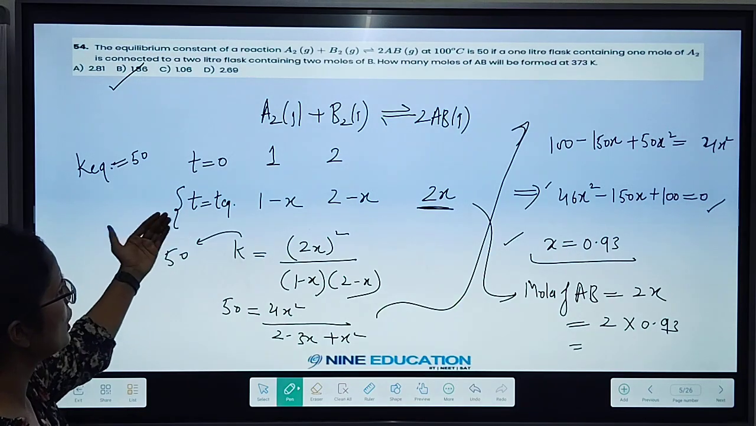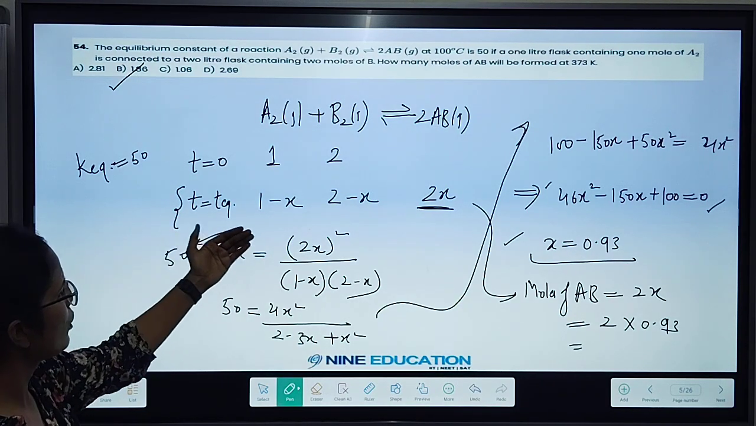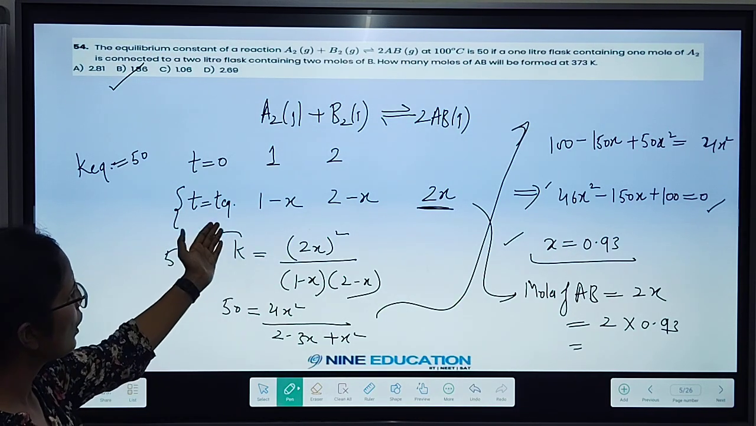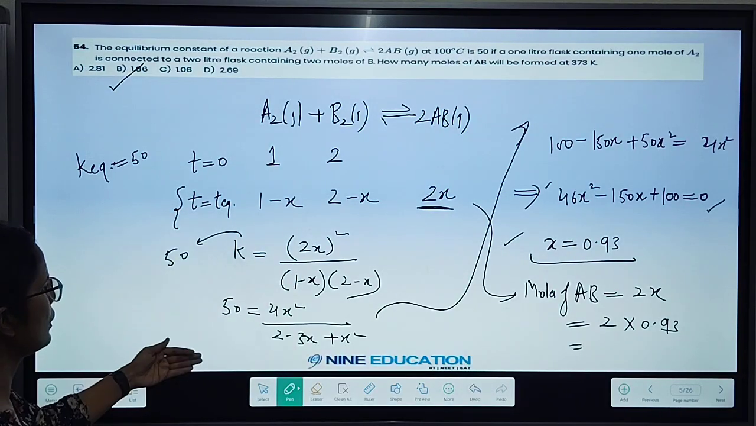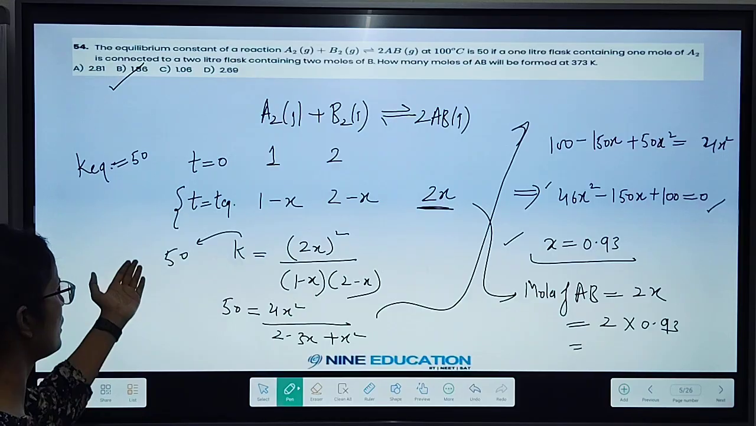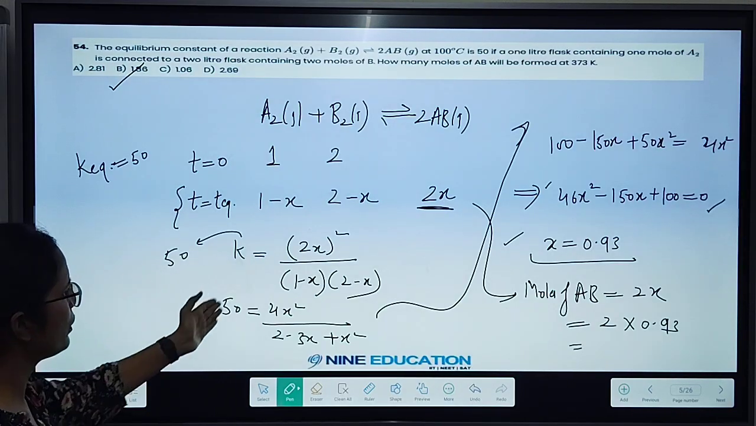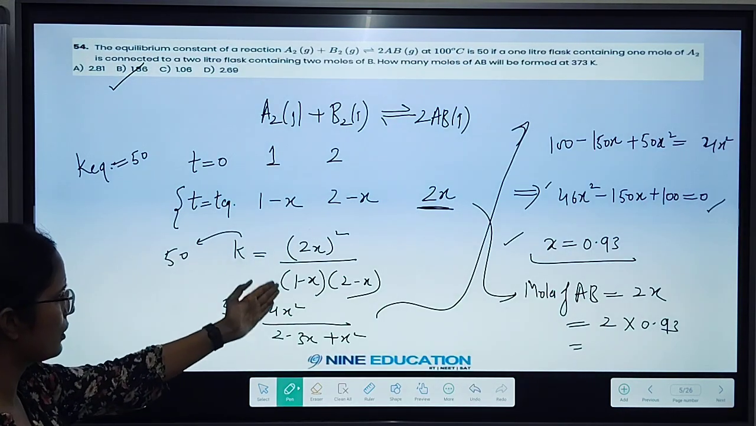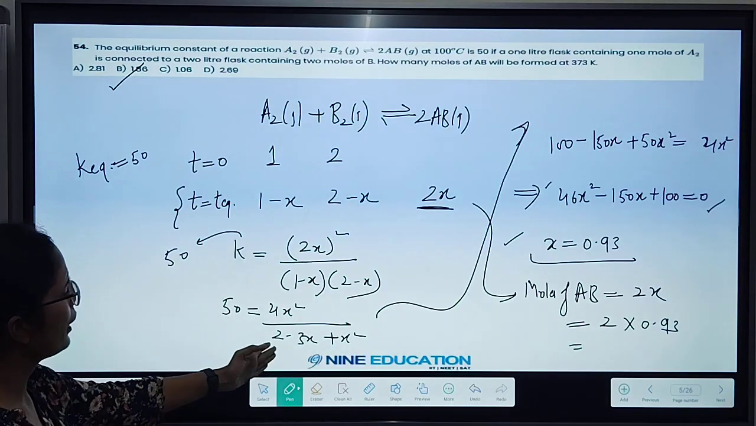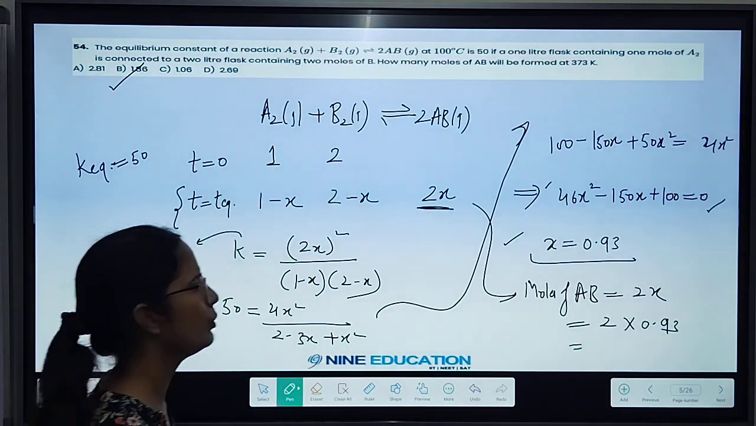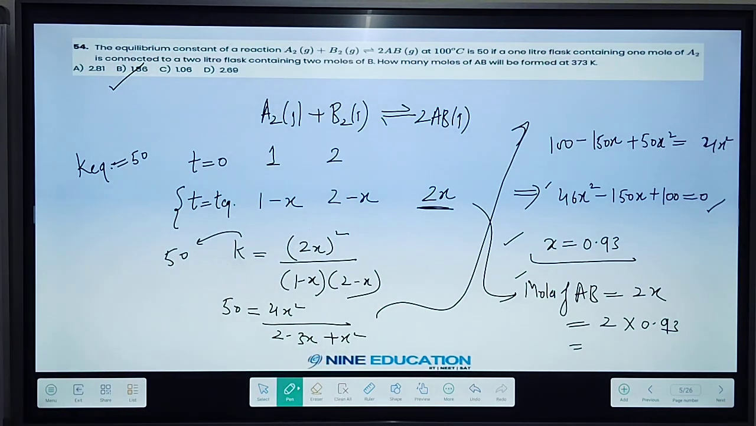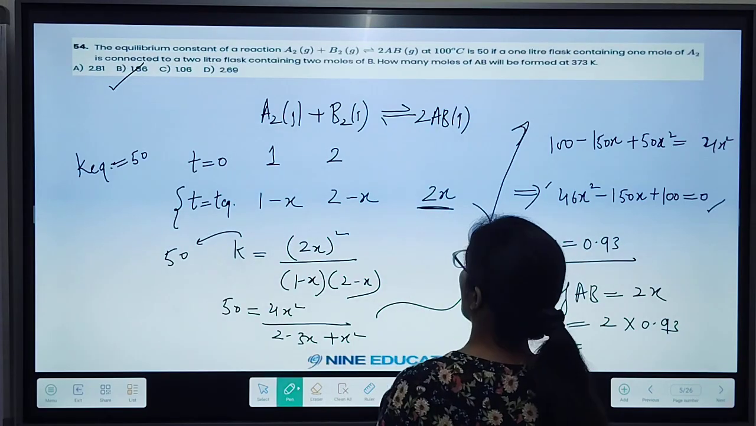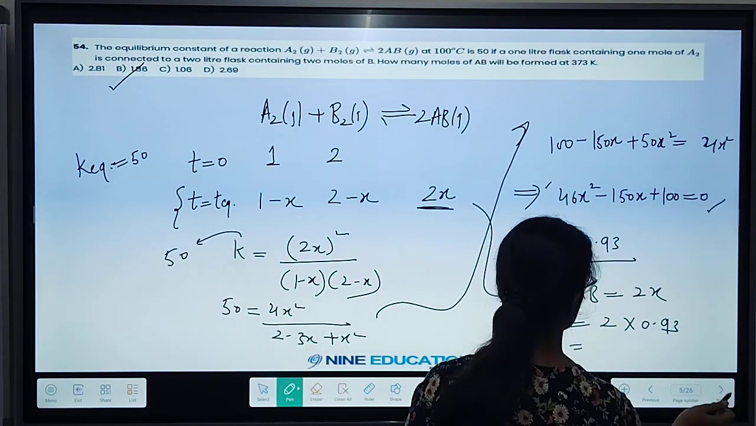So I have written the equilibrium expression in terms of moles: 1 minus x, 2 minus x, and 2x will be forming. Then I've written K equilibrium here, delta n is equal to 0, so we'll be having 1 K equilibrium, so writing this in terms of moles won't affect it. We'll be getting some equation after solving for the x value, and in the last we'll get the 2x value, which is the number of moles of AB which will be forming. This is how the B answer will be coming.